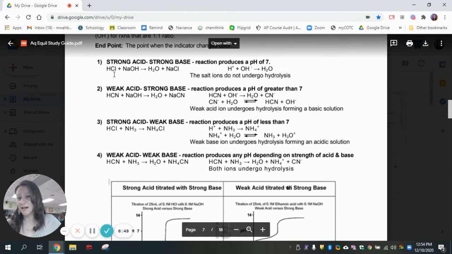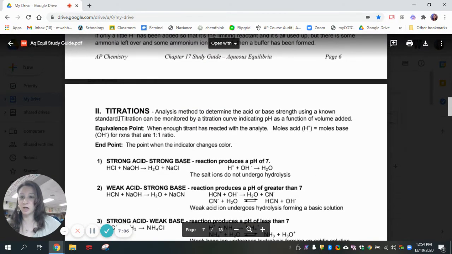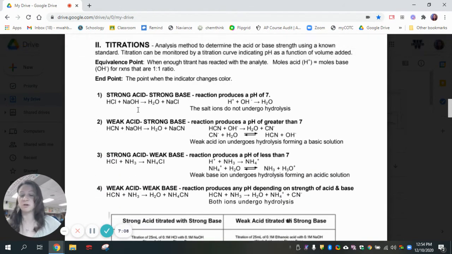So whenever you see a strong acid, you can write it as H plus. Whenever you see a strong base, you can write it as just OH minus. Now, whether you look at the net ionic or the molecular reaction, you'll see that at the end of the reaction, when you've reached your equivalence point, when enough HCl has reacted with NaOH and you don't have any left over HCl or NaOH, what you're going to be left with is just the products, which are H2O and NaCl.